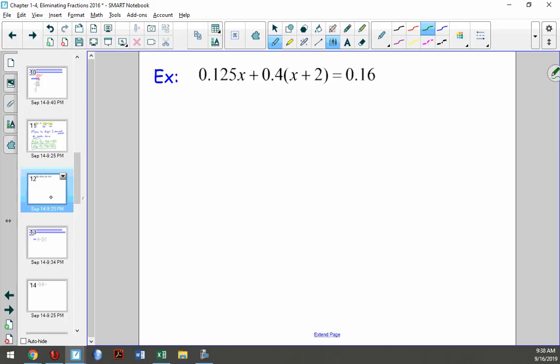Let's do it again. So let's highlight our decimals. I have 0.125, 0.4, and 0.16. So there are 3 place values here, 1 place value here, and 2 place values here. So I need to find the biggest place value that I need to deal with, which is 3. So this means I'm going to move how many times? Move to the right.